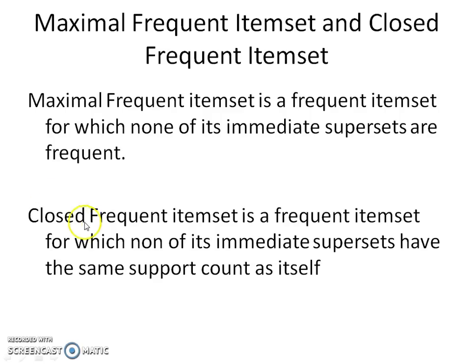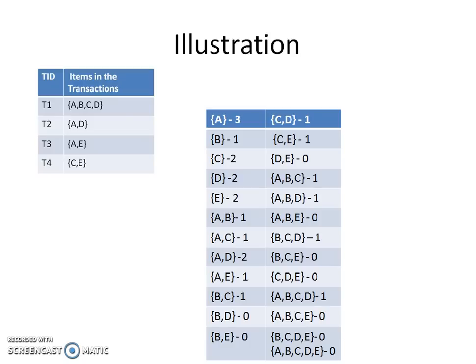Now, going on to what is a closed frequent item set. A closed frequent item set is a frequent item set for which none of its immediate supersets have the same support count as itself. Say, for example, we have A and then the immediate superset of A is what? AB, AC, anything. Now, if the support count of A is 2 and AB is also 2, you will not tell A is a closed frequent item set. Fine. We will see with an example.